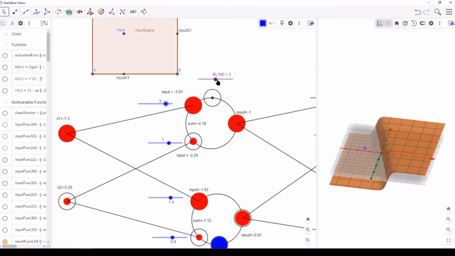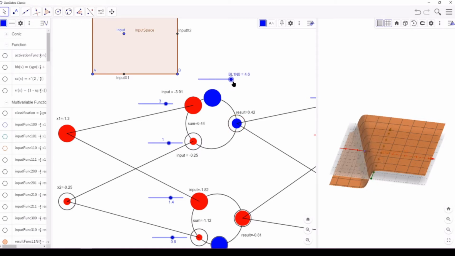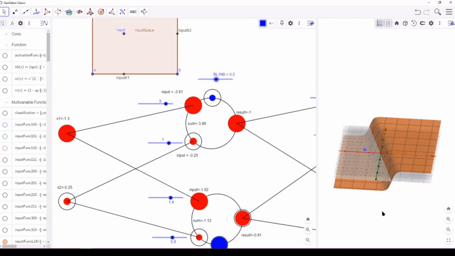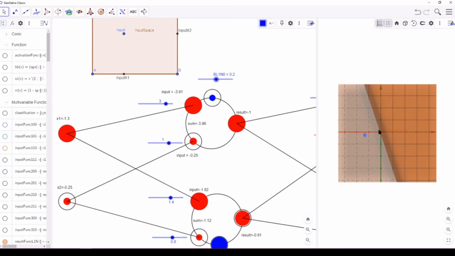Now adding the bias, we can move the entire function. So here was the zero crossing line, and now we move it in a perpendicular direction by changing the bias. This is what happens in a single neuron.